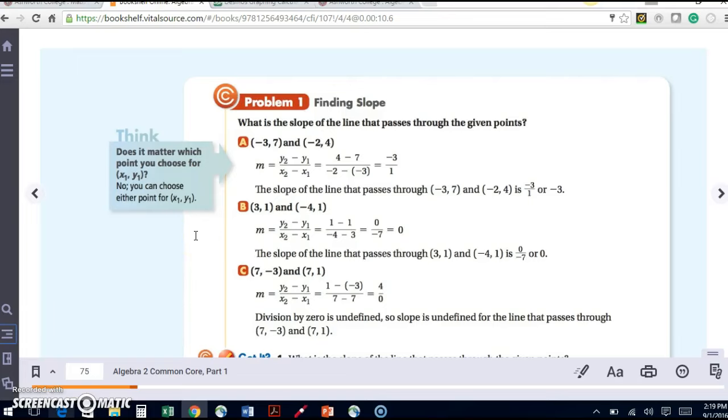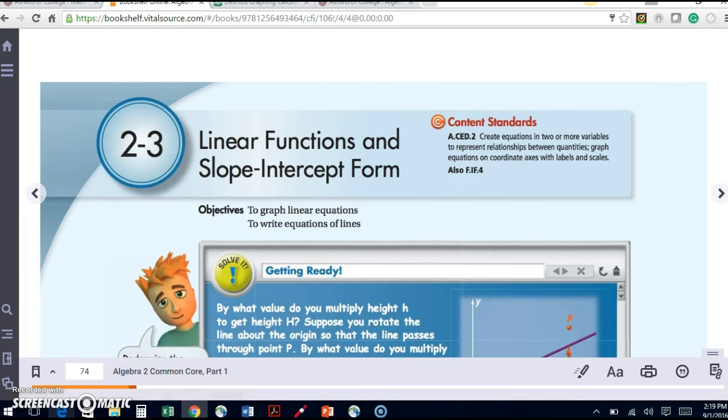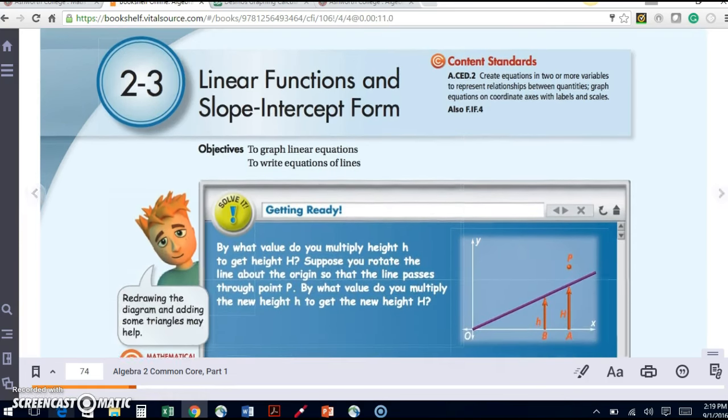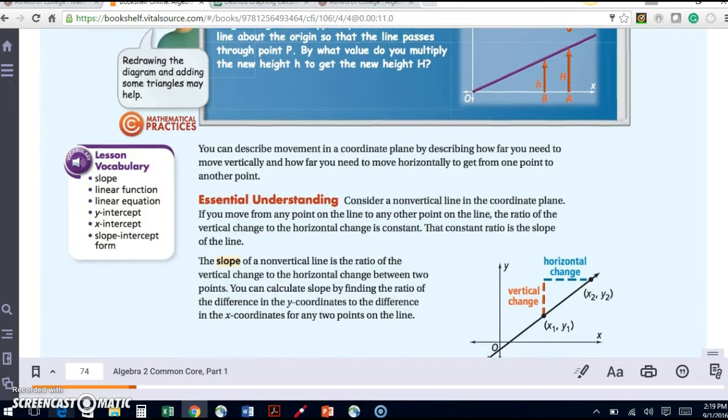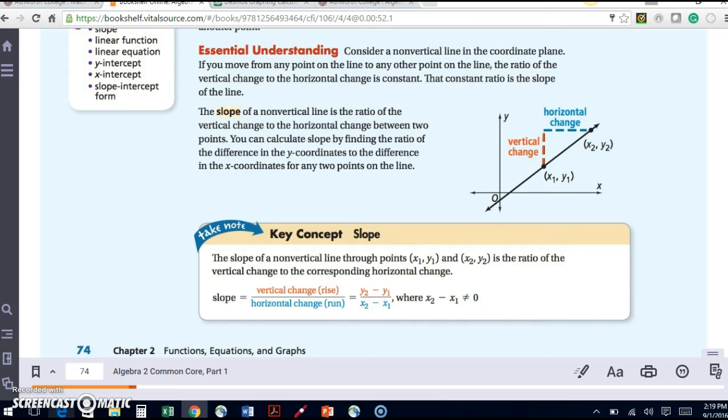Okay, let's take a look at problem 1. It's a review of finding slope. As you can see, lesson 2-3 talks about linear function and slope-intercept form. So the slope of a non-vertical line is the ratio of vertical change to the horizontal change between 2 points. So it's a ratio, and slope is calculated as the vertical change, my rise, over the horizontal change, my run.